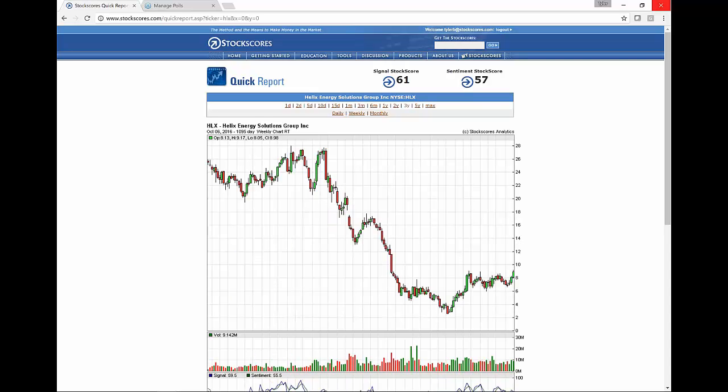HLX, I like. I think this is a good longer-term position trade. Breaking, it's a similar thing we've talked about. Downward trend, broke the downward trend, built a rising bottom, now starting to break from a rising bottom. I like that stock.